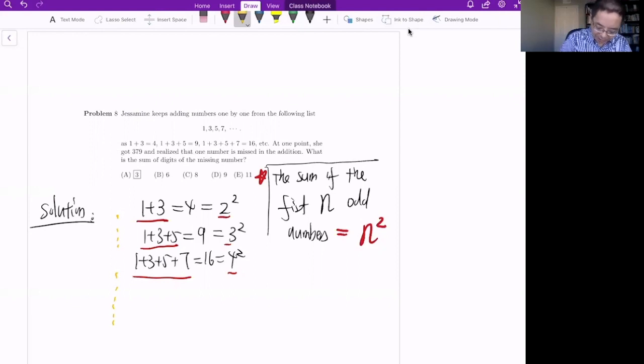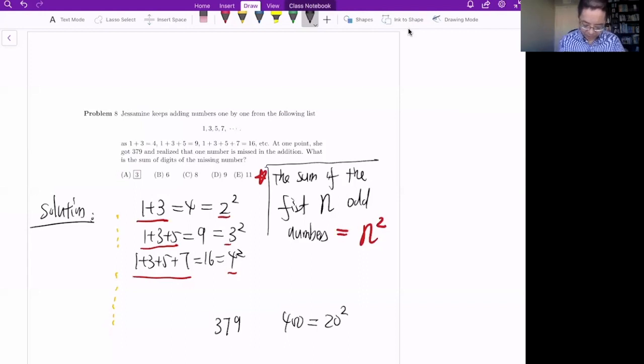But here it says at some point she obtained the sum 379, and we see 379 is not the square of any number. So we're trying to find which number is missing. We need to give an estimation of which square is close to 379, and we find it's 400, which is 20 squared. If we go up, that will be too large because she only missed one number. If we're below 20, that will be smaller than 379.